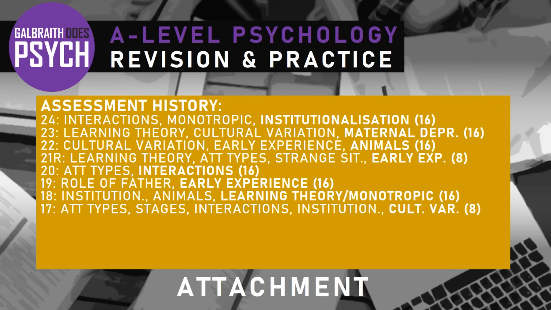2019, 16 marker on early experience. 2018 was learning theory and monotropic theory. Yeah, so sort of like an 8+8, I suppose, but really it's a 16 marker. And then the first set of exams, it was an 8 marker on cultural variation. So where does that leave us? Well, I guess research methods, looking down that list, it's only really sort of come up once in that topic. So could be an area for it.